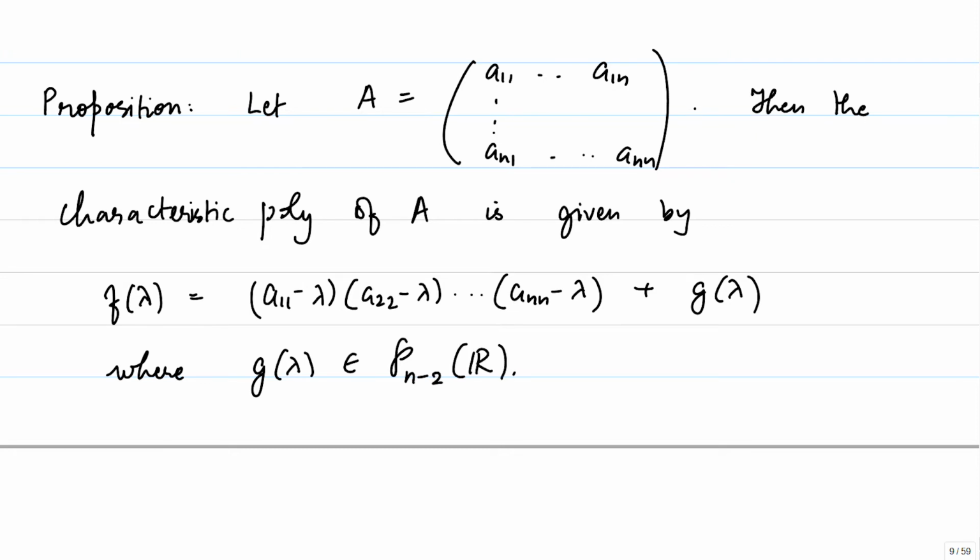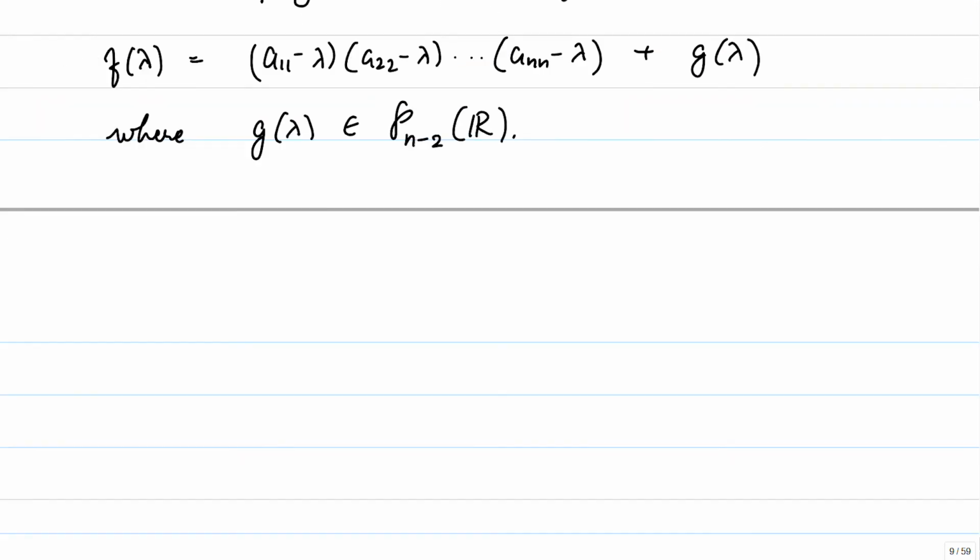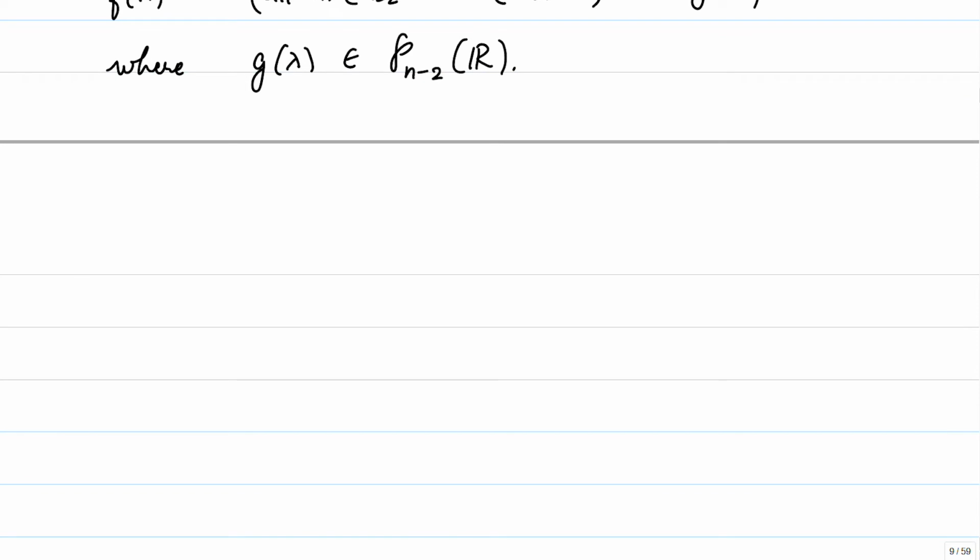So, the proposition actually is saying that f, the characteristic polynomial of A, necessarily has degree n, because g of lambda, if you notice, has degree less than or equal to n minus 2, and (A11 minus lambda) into (A22 minus lambda) up to (Ann minus lambda) is necessarily a polynomial of degree n. So, this indeed answers the question I just asked. Is the characteristic polynomial of degree n, or is it less than n? It is equal to n.